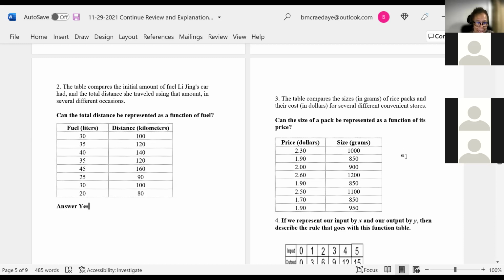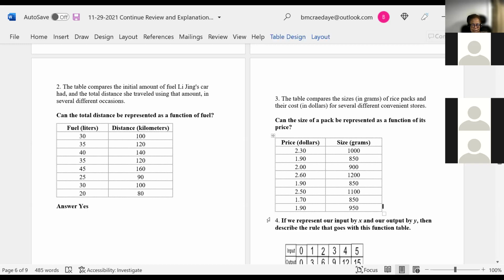Can the size of a pack be represented as a function of the price? Here's the size, here's the price. So look here, see if you see any duplicates. If you do, see if they map to different sizes. And if they do, then we can't use the size of a pack as a function of its price. So would you say, can it be used? Yes or no?